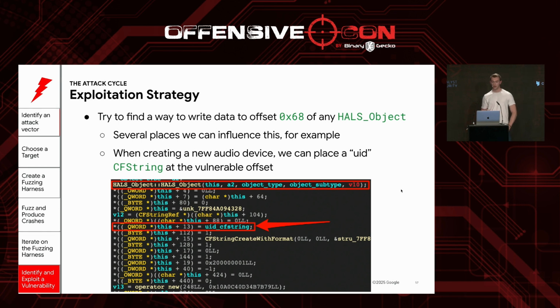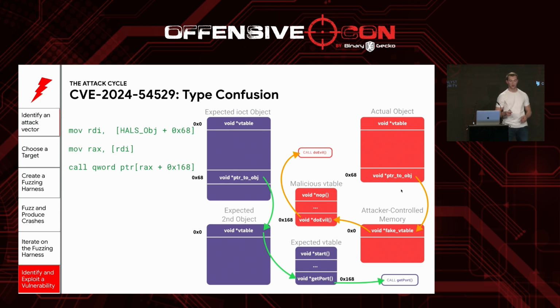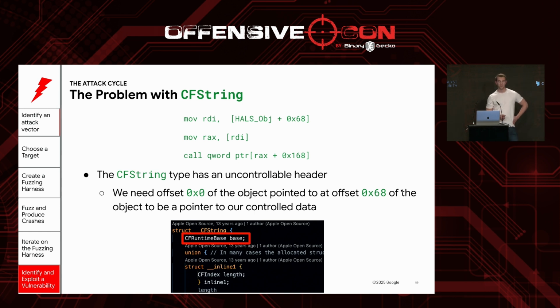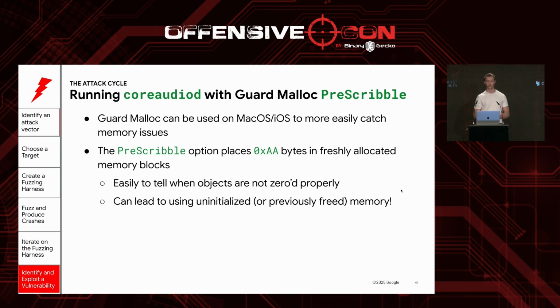So that looks pretty good, but unfortunately that doesn't work because the CF string type has an uncontrollable header. There's this 16-byte header called the CF runtime base that's at the beginning of most Core Foundation objects. And if you remember, if we go back here, our vulnerable call chain performs a second dereference on that object that we point to at offset 68. So if we can't control that header, then we're not going to be able to hijack control flow here. It's going to try to dereference the CF runtime base, which is bytes we can't control. So somehow we need to write a pointer to an object that we control, and then we need that object in turn to point to data that we control. And in my mind, this was a little bit tricky.